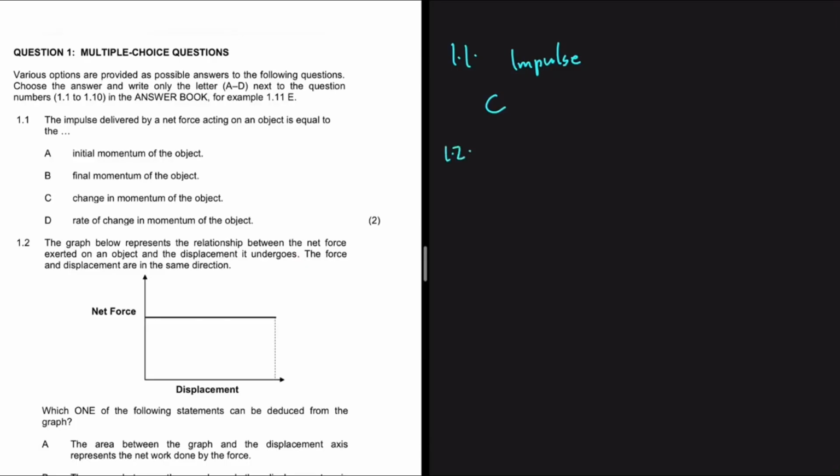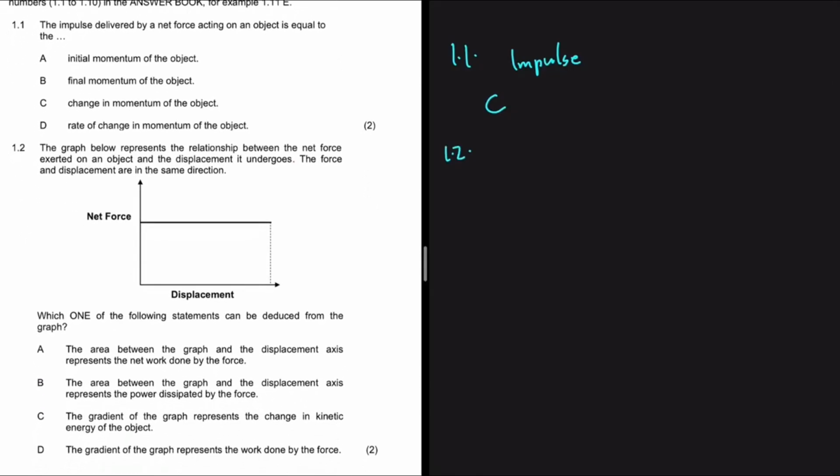And 1.2 says the graph below represents the relationship between the net force exerted on an object and the displacement it undergoes, right? The net force and the displacement are in the same direction. And then we have a graph there. And then which one of the following statements can be deduced from the graph? A says the area between the graph and the displacement axis represents the net work done by the force. Let's look at it and see if it's true, right?